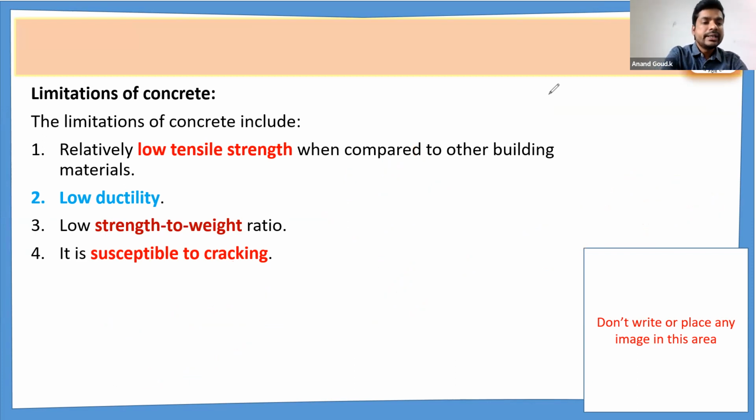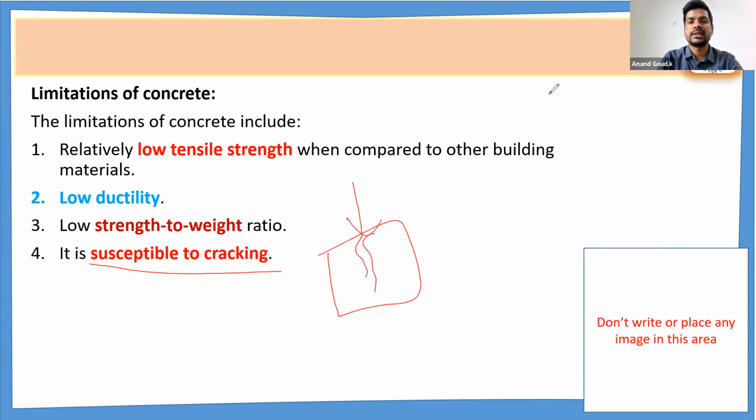So susceptible to cracking means when you apply force on the member, it is going to get cracks easily.